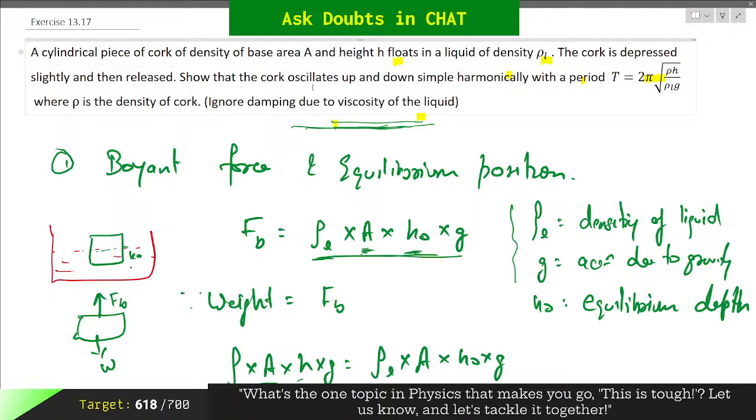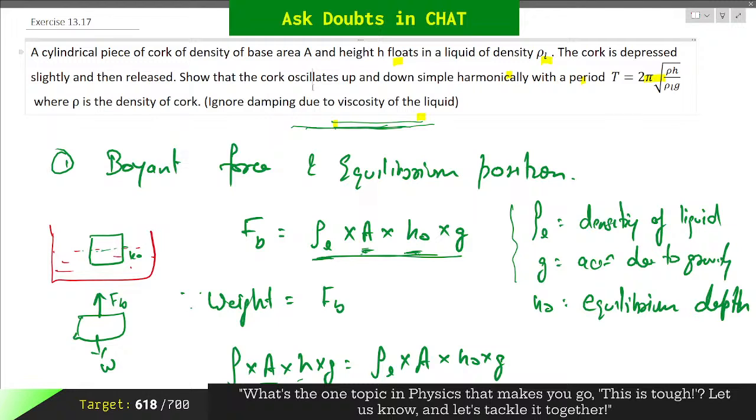So here we have to show that the cork oscillates simple harmonically with this time period. The expression is given, where rho is the density of the cork, and damping has to be neglected. In order to show that the cork is oscillating up and down simple harmonically, we have to show that the restoring force is proportional to the negative of the displacement, that is, it acts in the direction opposite to the displacement.